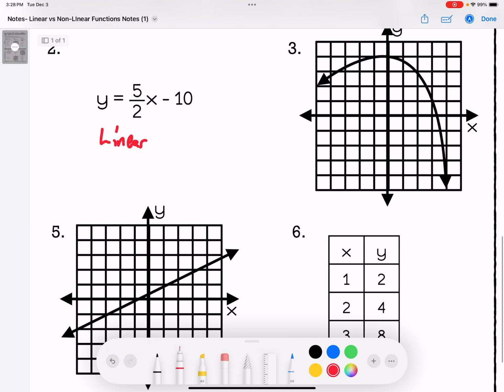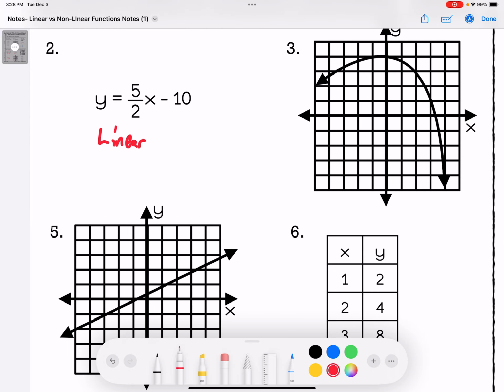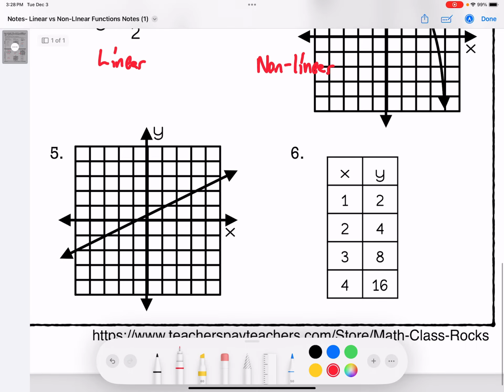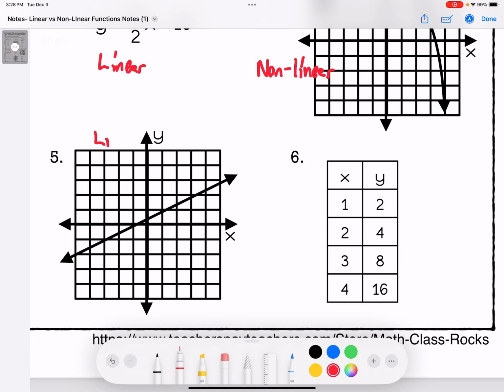Okay. Then we're going to jump back up to number 3. That's a curved line. That is not a straight line. So this is nonlinear. And then number 5 is just one single straight line. So that's linear.